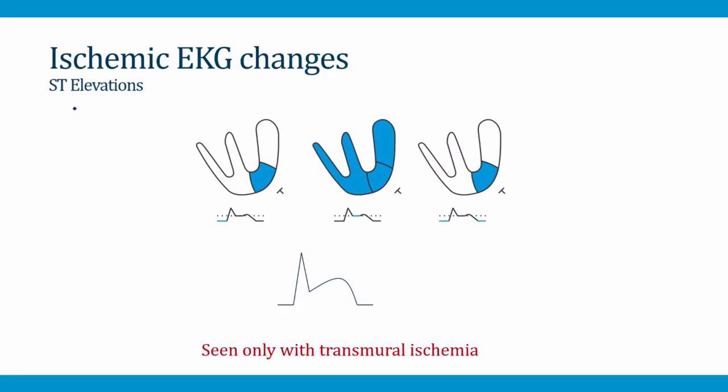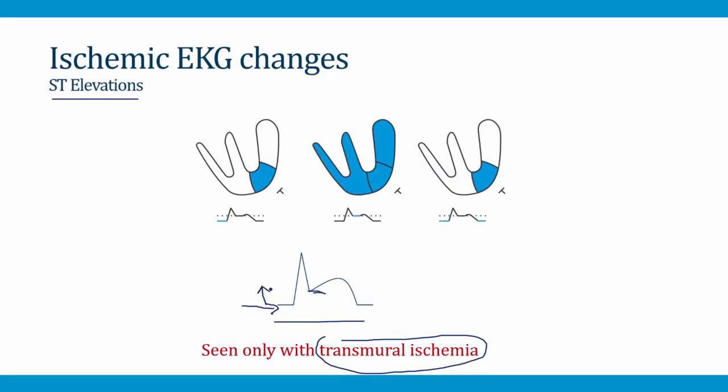Now let's talk about another EKG change that occurs in the setting of ischemia. This is ST elevations. So ST elevations are seen only with transmural ischemia. This is a picture of what it looks like on the screen here. This is the baseline here. This is the ST segment. You can see that it's elevated above the baseline. That's called an ST segment elevation.